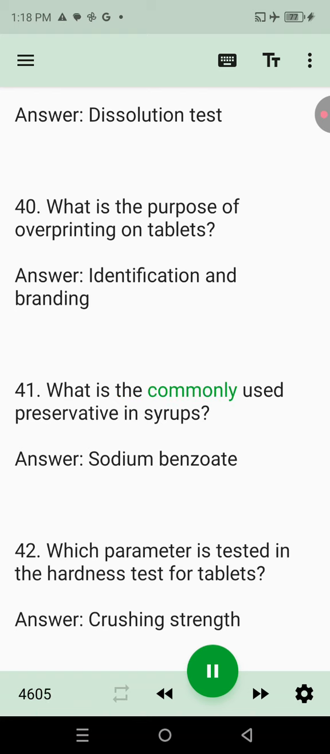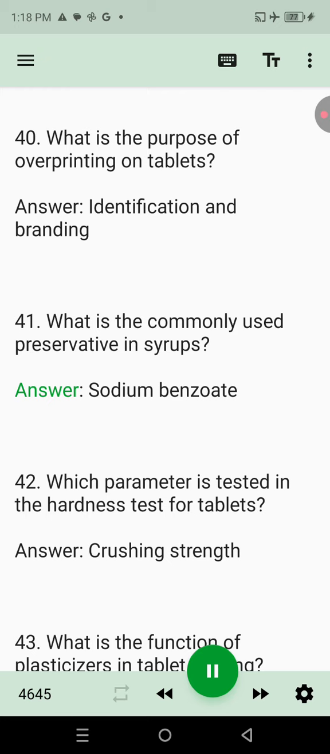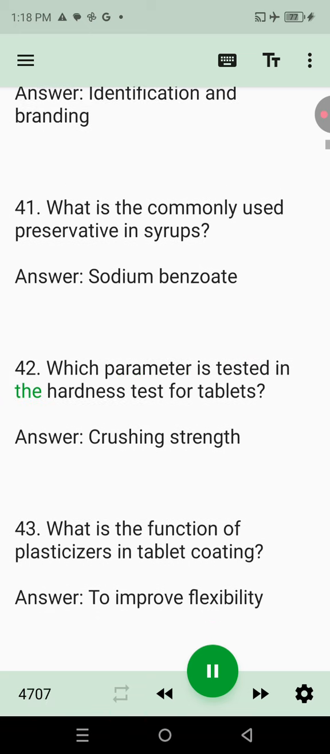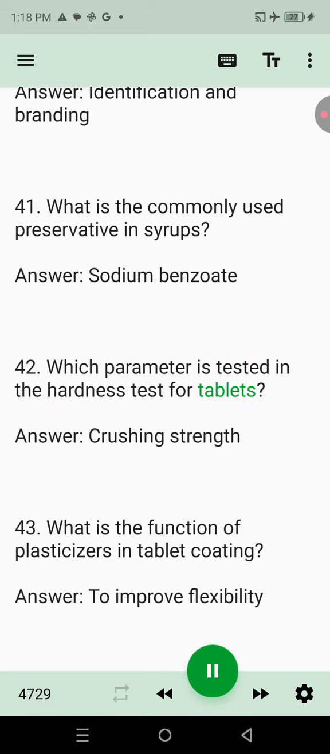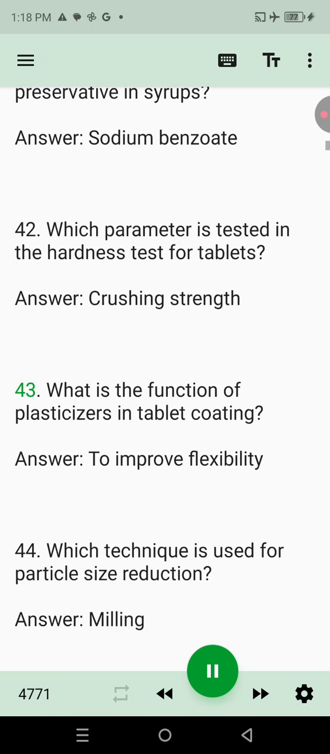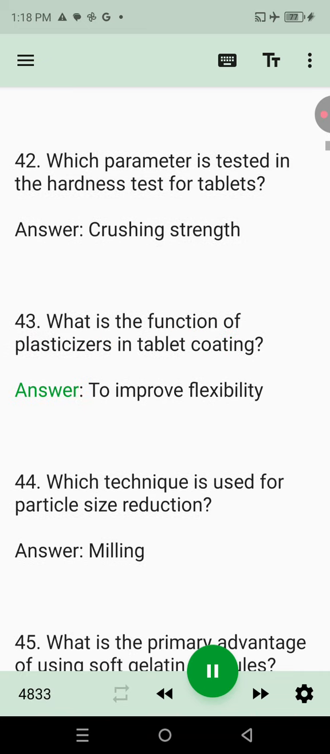41. What is the commonly used preservative in syrups? Answer: sodium benzoate. 42. Which parameter is tested in the hardness test for tablets? Answer: crushing strength. 43. What is the function of plasticizers in tablet coating? Answer: to improve flexibility.